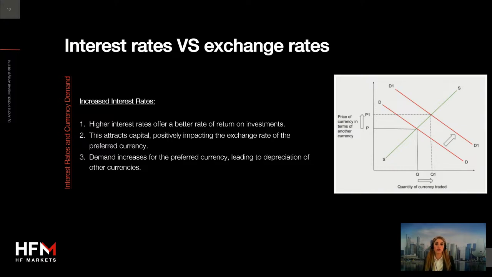So in this way, we'll see that the demand in Europe will depreciate and the demand of US, the preferable currency, will move higher. This is what this picture presents. Okay? It presents this negative effect, this opposite effect that we can see in the exchange rate.